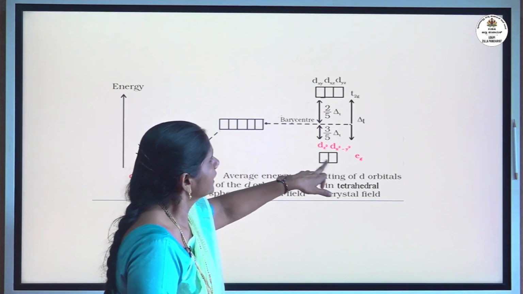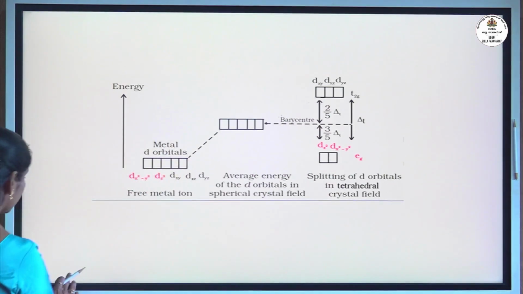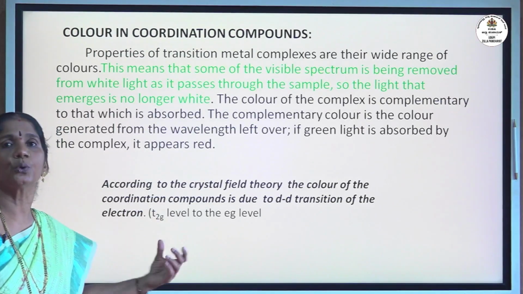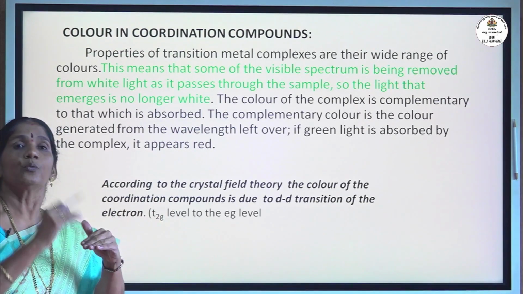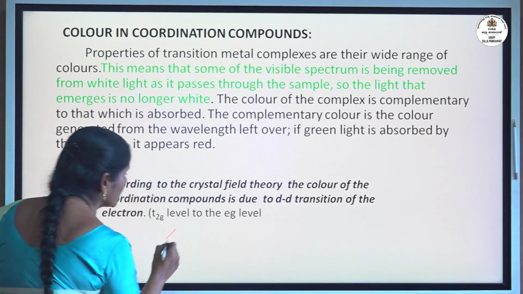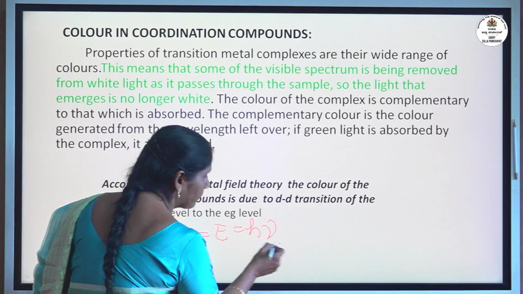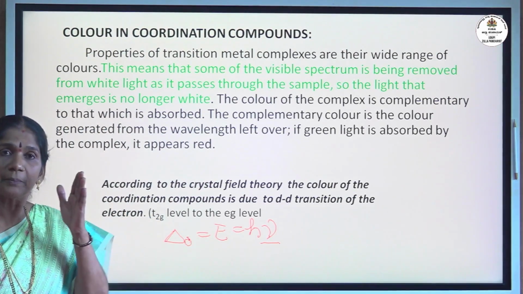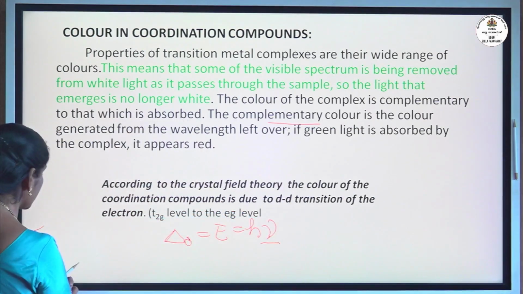You can see the EG set comes with the lower energy, and the T2G set will be raised in energy. Color in coordination compounds, you have studied, is due to these unpaired electrons present in the lower d set, which absorb energy from the visible radiation of a particular wavelength, because delta is equal to energy, that is equal to h nu. A particular frequency of radiation corresponding to this energy is absorbed, and the mixture of remaining colors will be the complementary color that is given to the solution.